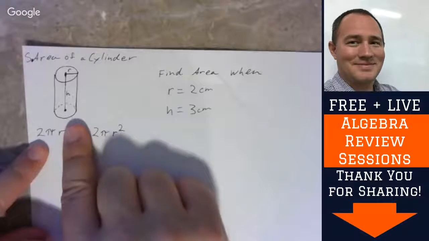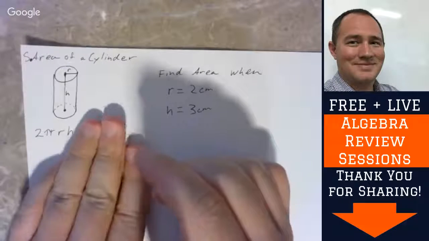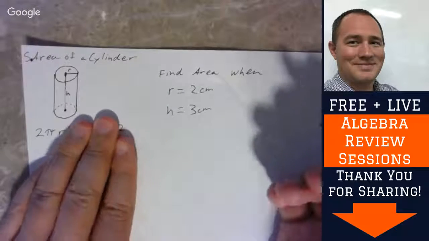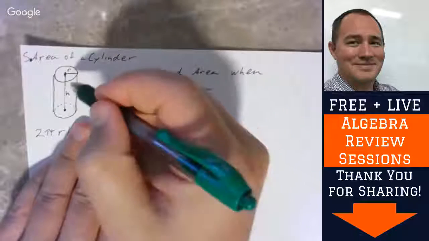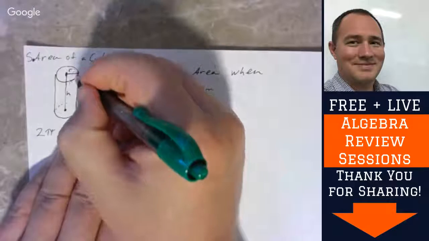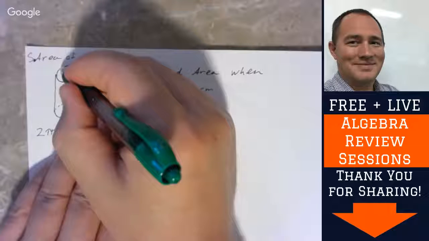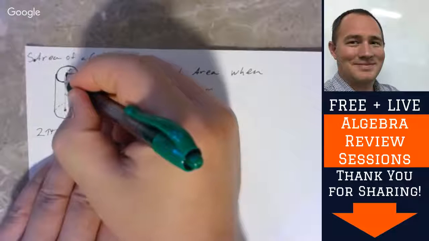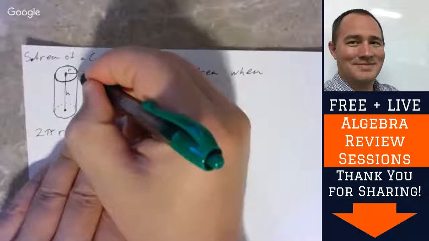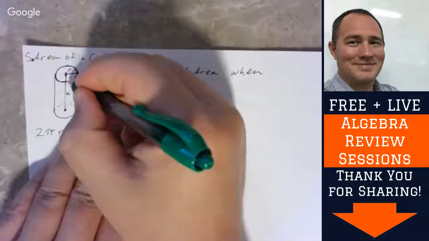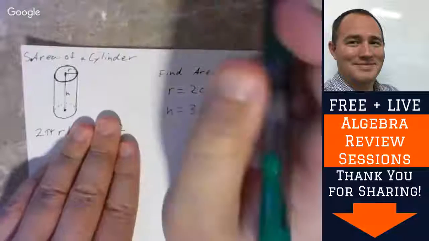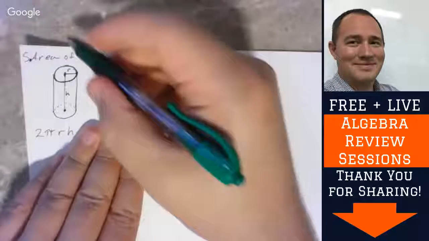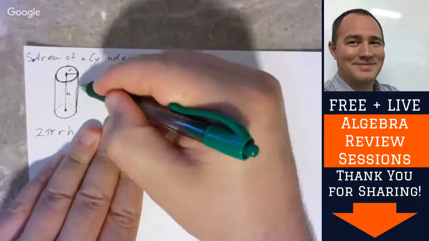Now 2 pi r is the formula for the circumference of a circle. So it's kind of like the perimeter of a circle. So 2 pi r would be how much fence you would need to put around a circle, right? So it's how many centimeters it would take if you were to walk around this. Now we multiply that by h, which would be the distance from top to bottom.